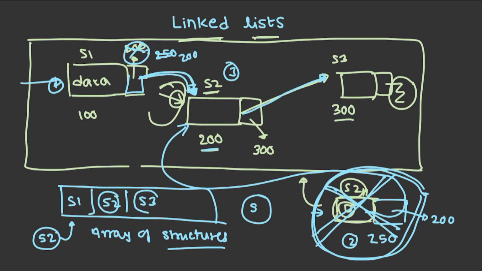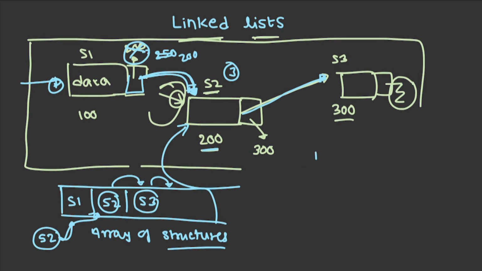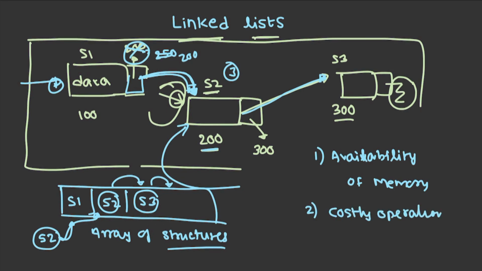All the elements which are after 1 have to be moved to the next location, and this has to be inserted at this place. There are two factors here. First one being availability of memory, and second one is costly operations. The same happens even in the case of deletion.